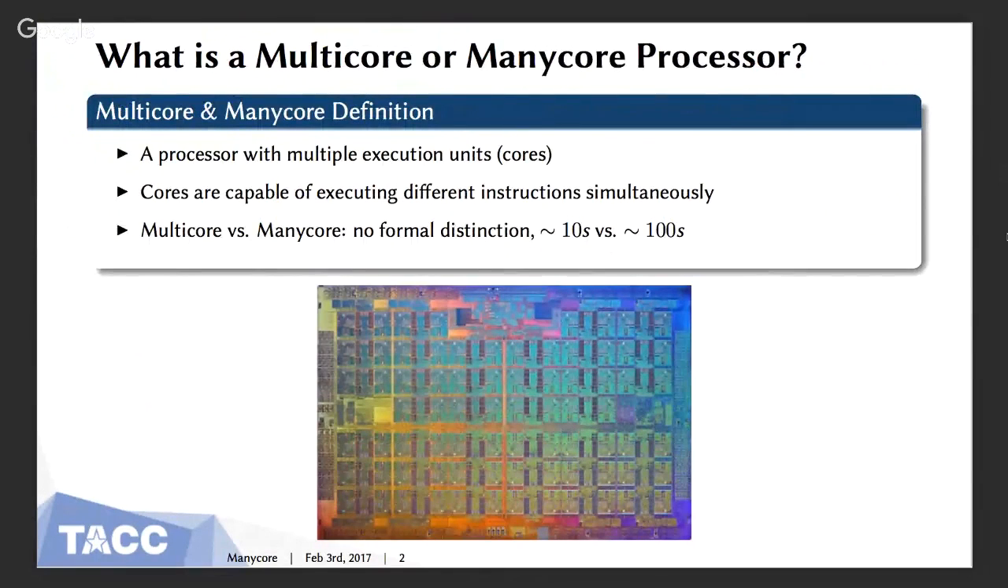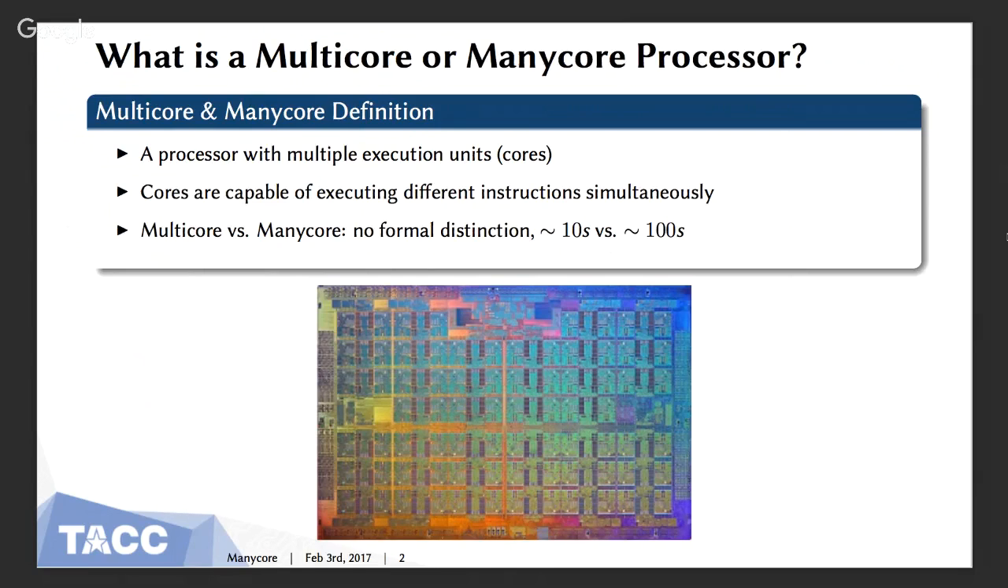So first off, what is a multi-core or Manycore processor? You've probably heard the term multi-core lots of times. It's in your laptops and everything like that. But all it means is it's a processor that has multiple execution units, which are typically called cores. And these cores are all capable of executing different instructions simultaneously. There's no real formal definition between multi-core and Manycore. Multi-core is usually on the order of tens of cores, and Manycore is on the order of hundreds.